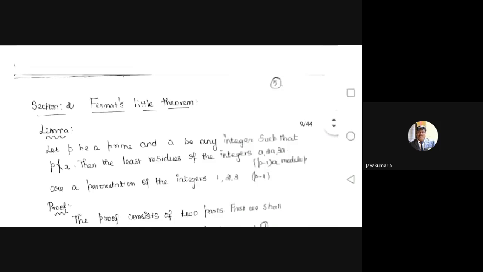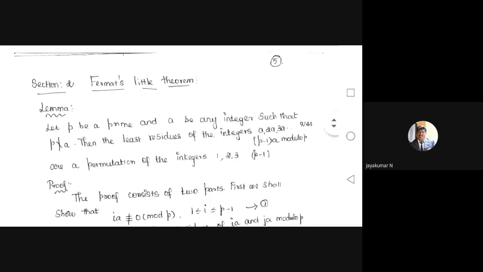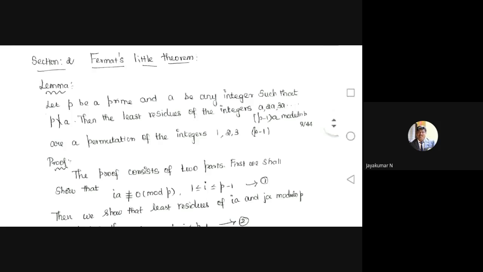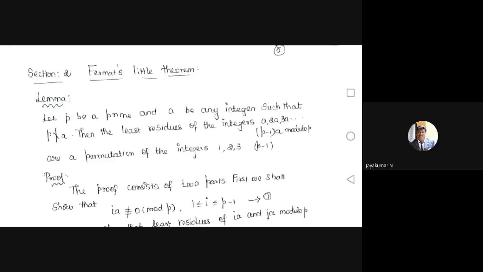So the next topic, Fermat's little theorem. Before discussing the theorem and the proof, we have to see the lemma. The lemma will be used for proving Fermat's little theorem. So before entering into the proof of Fermat's little theorem, we'll see the lemma.